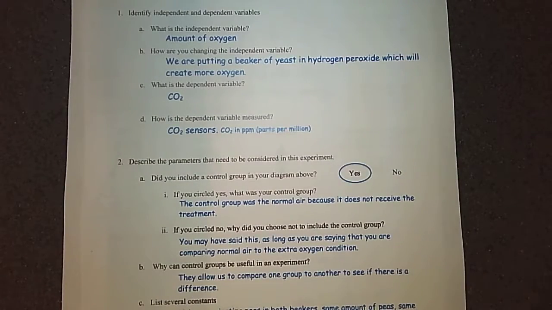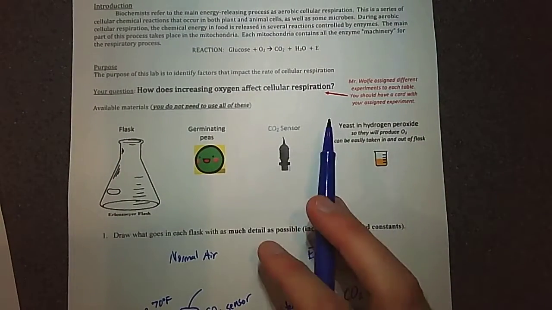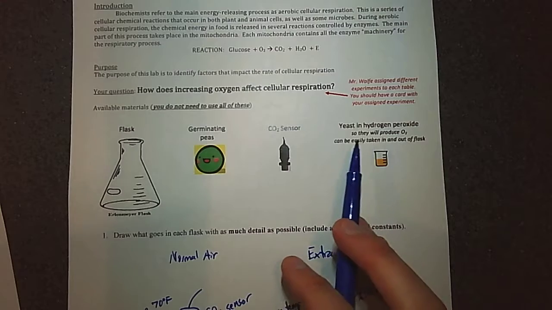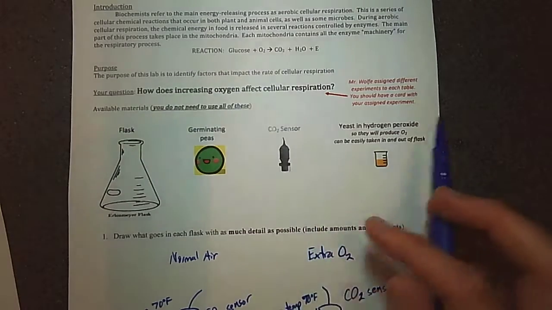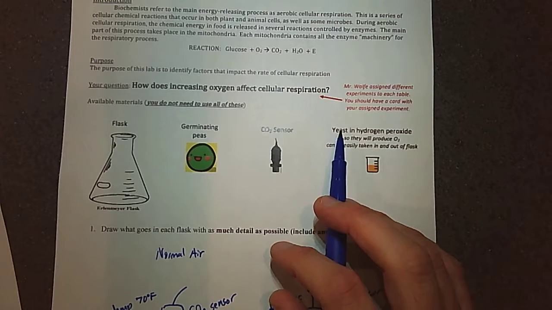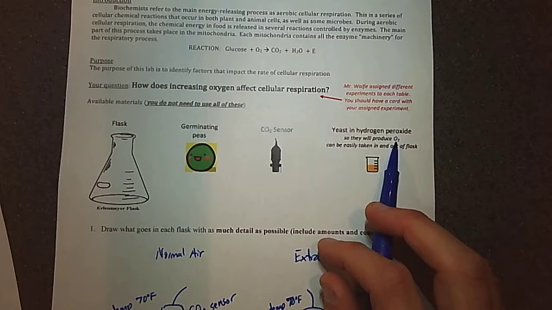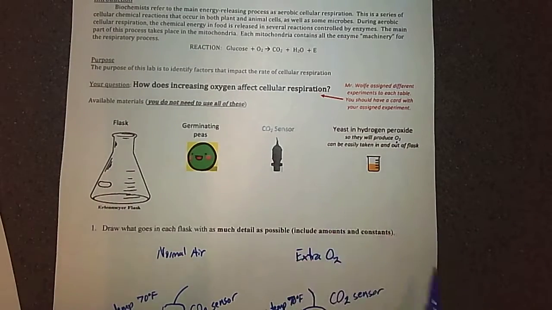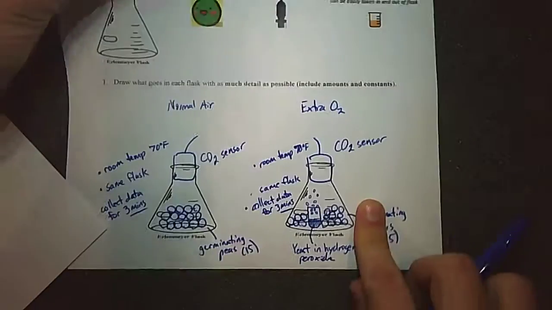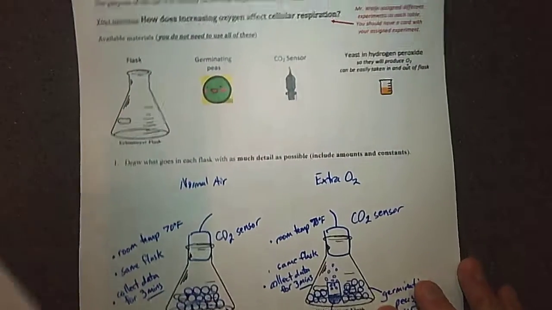So how are we doing it in this experiment? Well, we have this beaker of hydrogen peroxide and yeast, and we know from our previous unit that when we react hydrogen peroxide with catalase, which almost all organisms have, it will produce oxygen. So that's given to you. And we could easily take this in and out of the flask. Notice that that little small beaker is just in my flask here, and I could take tweezers and put it in and out.